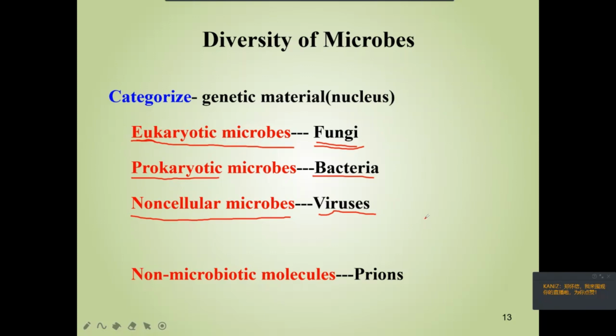So at this special time in the year, during the pandemic, we should pay more attention to viruses. And also, if we have time, we'll learn a little bit about non-microbial molecules. So these are the prions. Prions are just protein molecules, but folded in a wrong way. And they can cause different diseases in both humans and animals, such as mad cow disease in cows and scrapie in sheep. So that's the prions.